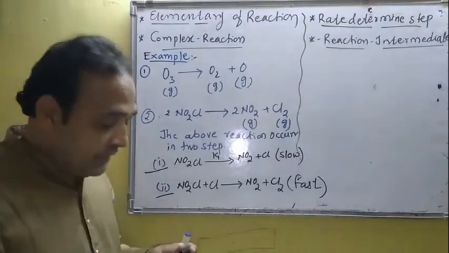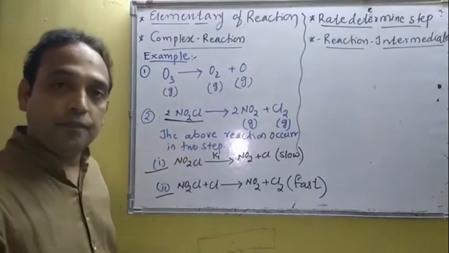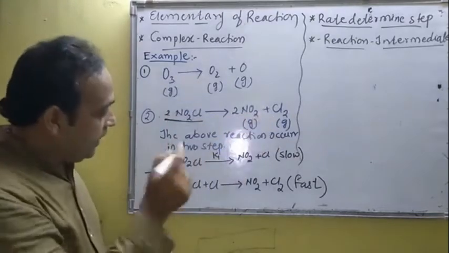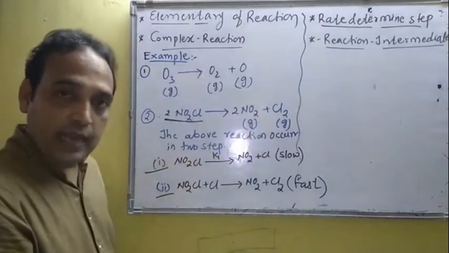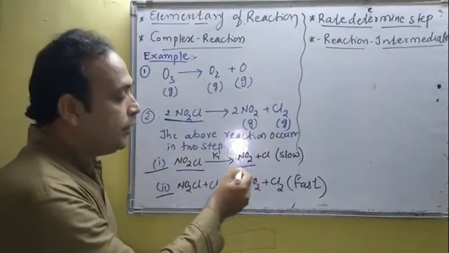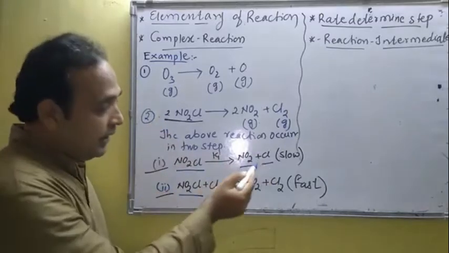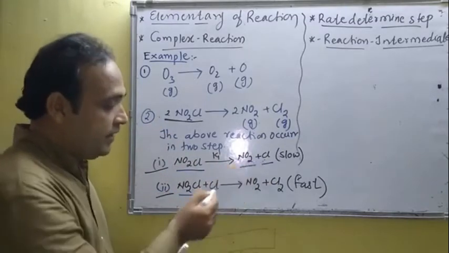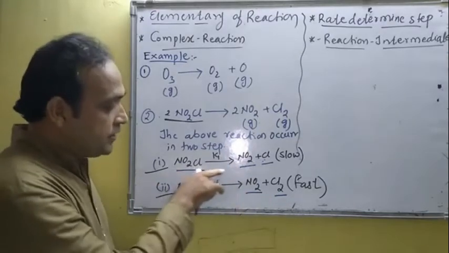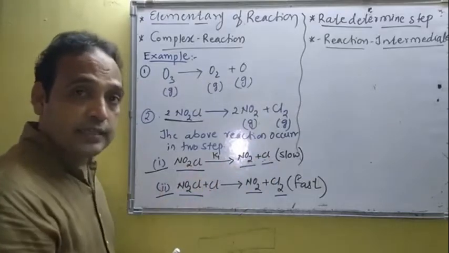Okay. Now in this reaction, 2NO2Cl converts into 2NO2 plus Cl2. Here the first NO2Cl converts into NO2 plus Cl. Now the second NO2Cl reacts with this Cl and converts into NO2 plus Cl2. Our first step is the slow step, and the second step is the fast step.